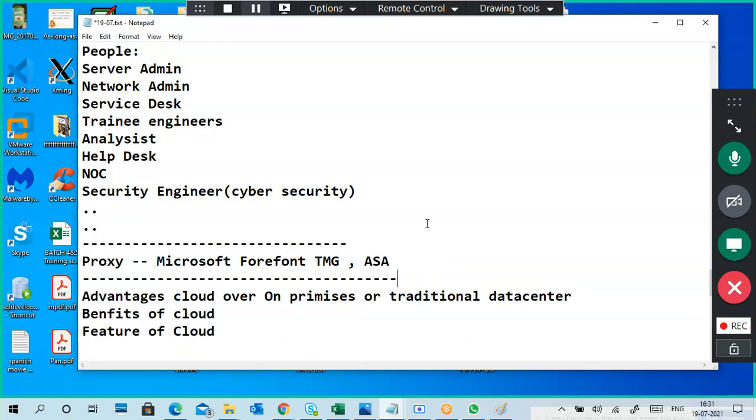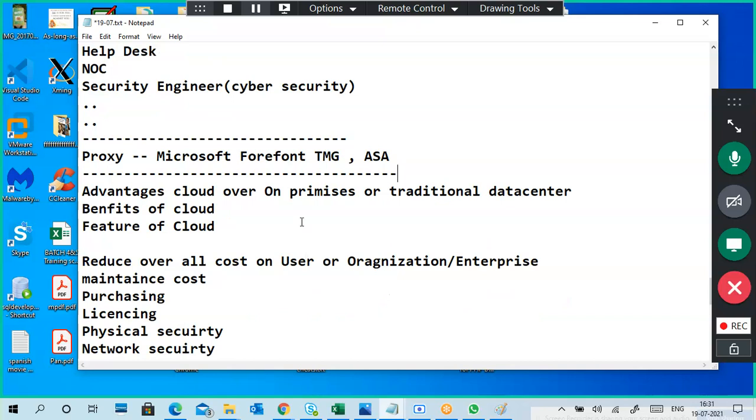Proxy we are hearing, but what is it? A proxy server is nothing but an application. We install that application in a server or a system. Then we can configure who can access, or what websites can be accessed, through the proxy server, and what port numbers we can configure.